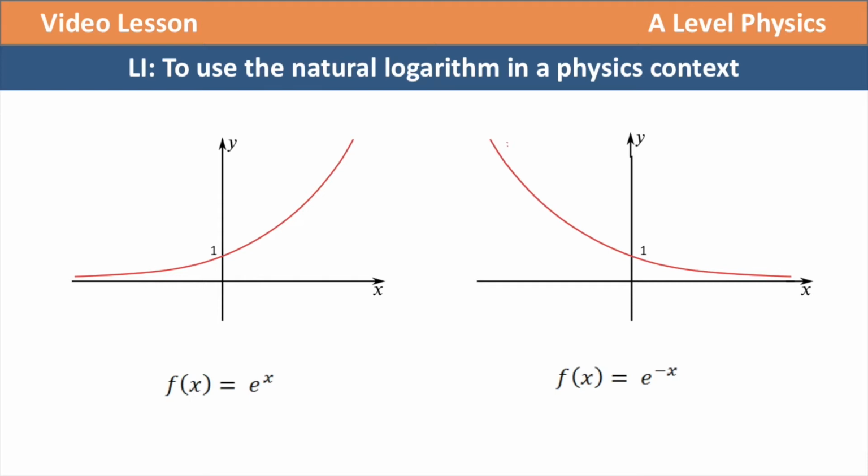Now, obviously, you may also look at exponential decreases on this course, and we're going to look at some examples of that today. A graph for f of x equals e to the minus x would show an exponential decrease, and we can see there that it is just a reflection in the y-axis of the graph of f of x equals e to the x.